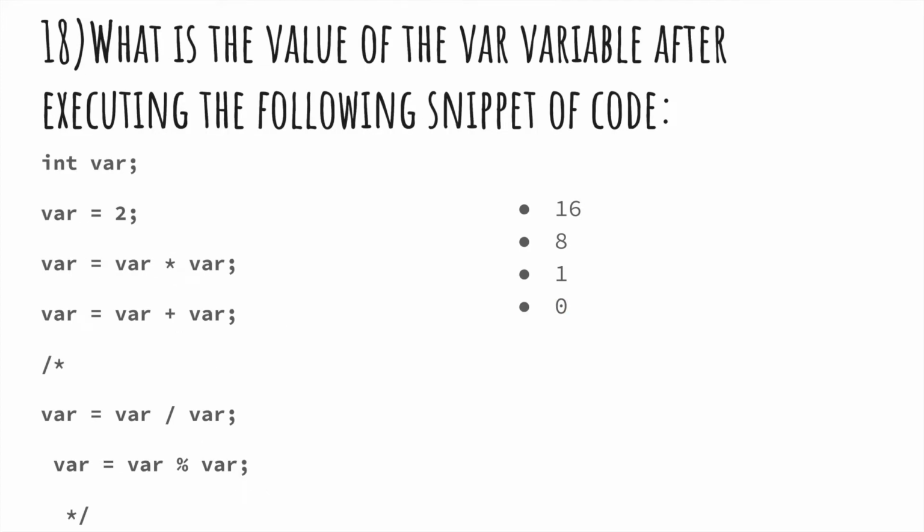This is very similar, but look, it has a comment, so you don't do the last two lines. So var equals var times var, which is 2 times 2, which is 4, and var equals var plus 4, 4 plus 4 is 8, and C doesn't look at the comment, so the answer is 8.